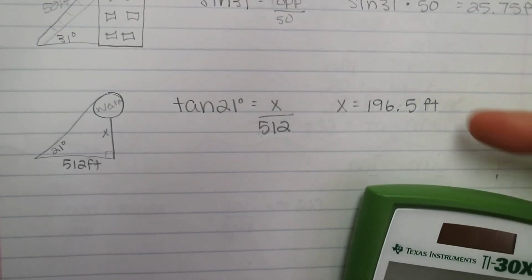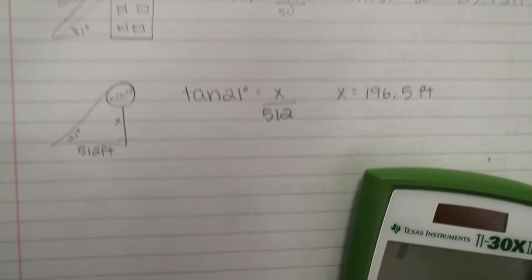Jaden! How's it going? Good. Jaden does not like being videotaped. No, I don't. Okay, so I was 512 feet away, and I picked a 21-degree angle, so I got 196 feet tall. That is some great handwriting. Thank you.